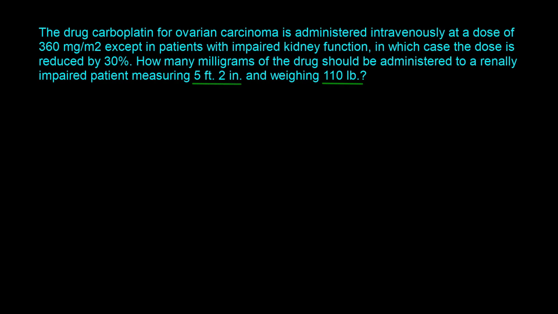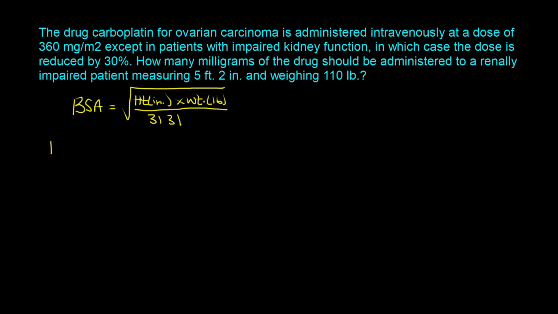So since we have the patient's weight in pounds, the most appropriate form of the equation that we will use is BSA is equal to the square root of height in inches times the weight in pounds divided by 31. Now the weight is already in pounds, and that's why we are using this form of the equation, but we need to convert the height to inches.